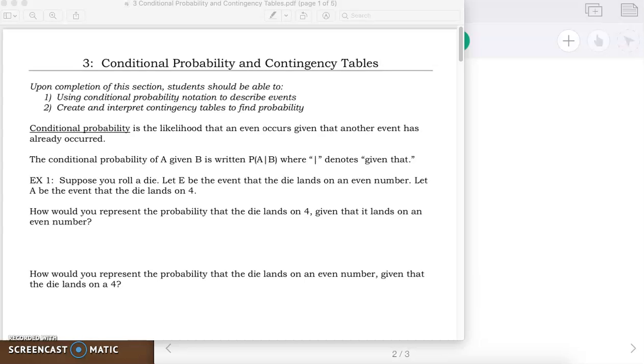Unit 6, Topic 3, Conditional Probability and Contingency Tables. Upon completion of this section, you should be able to use conditional probability notation to describe events and create and interpret contingency tables to find probability.